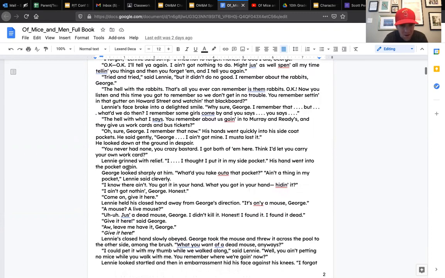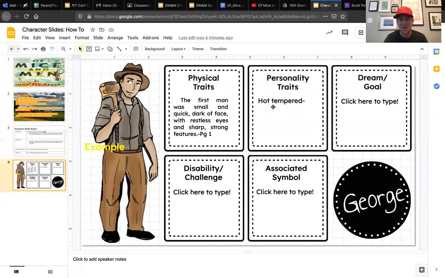And then George looks sharply at him. "What you take out of that pocket?" George looks sharply, and then Lenny says, "Ain't a thing in my pocket." Looking sharply triggers us to, he's getting kind of mad. All of this I can take as evidence and put right in here to show that he's hot-tempered. That's going to show me that you know exactly what he's like.